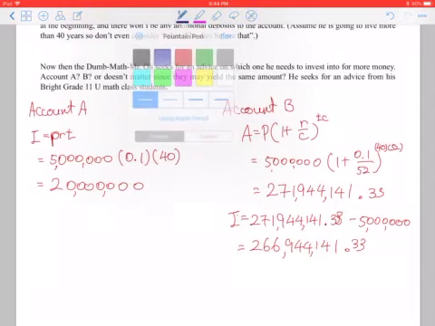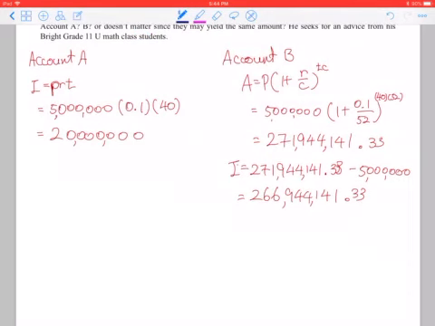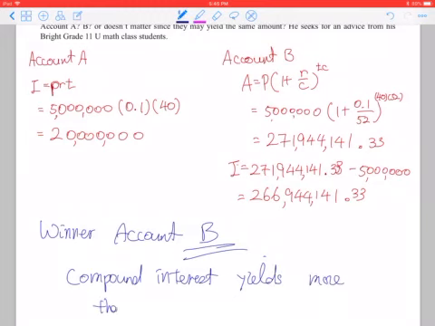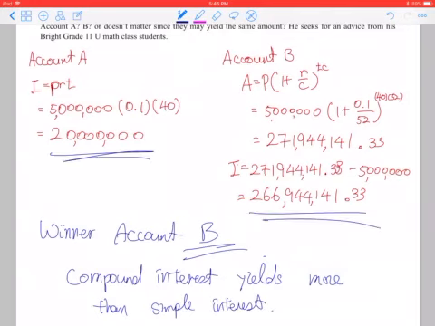Obviously, the winner is account B, right? So, the winner, account B. So, it seems like our hypothesis could be compound interest yields more than simple interest. Right? Here we only have $20 million. Here we have about 13 more times.